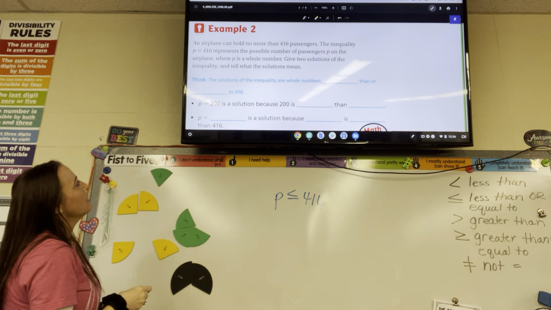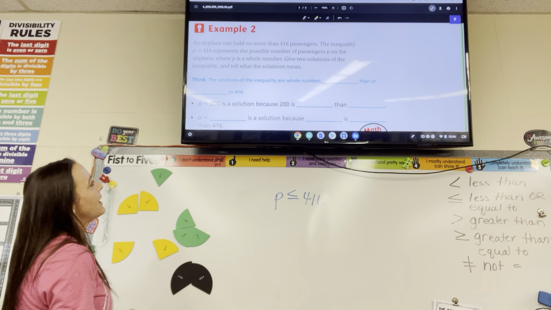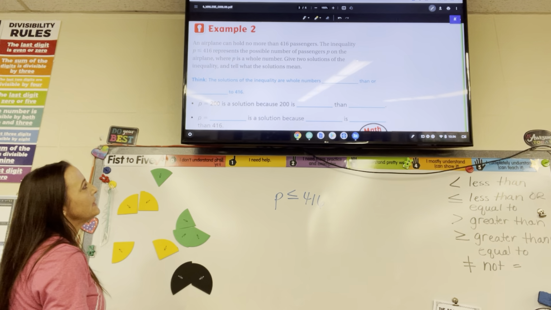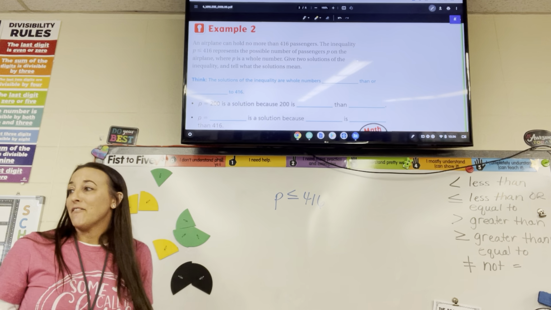It says the inequality represents the possible number of passengers P on the airplane, where P is a whole number, because we can't have half a person.